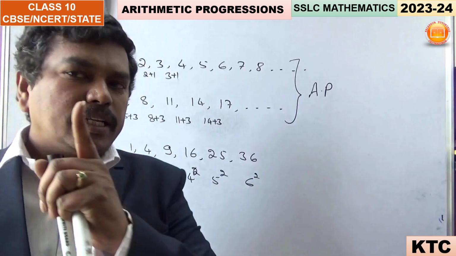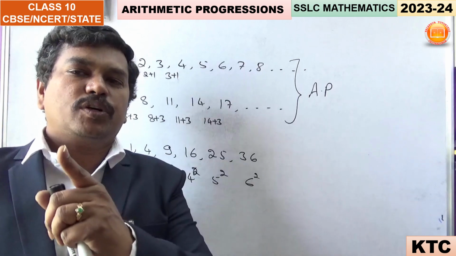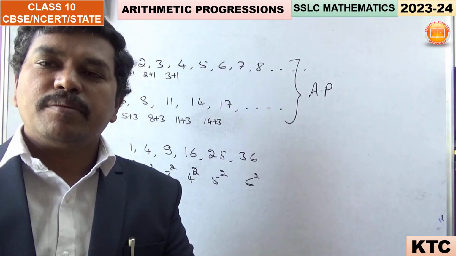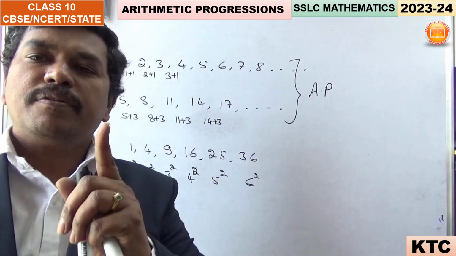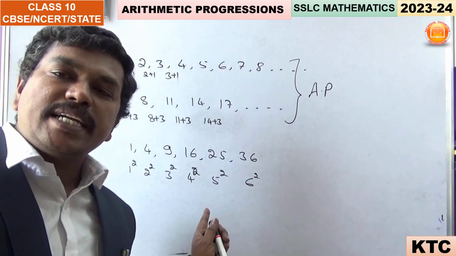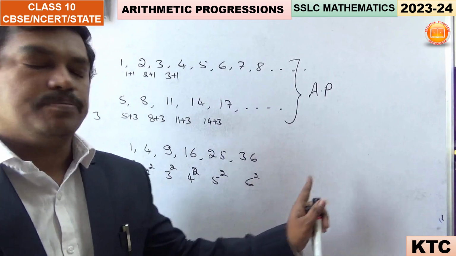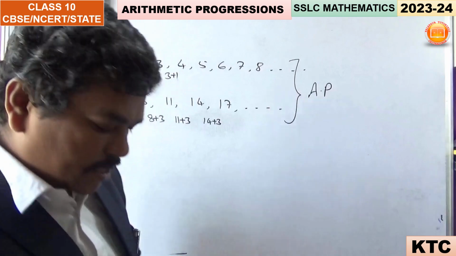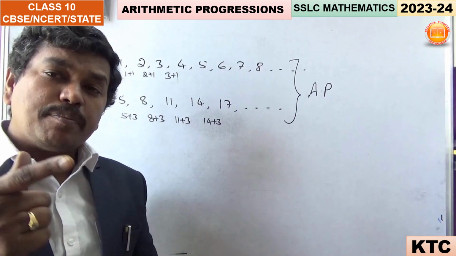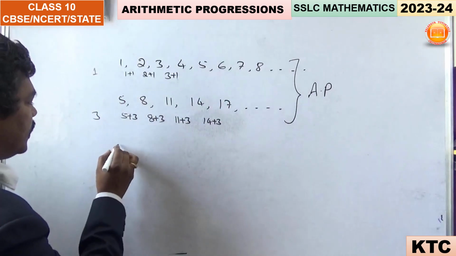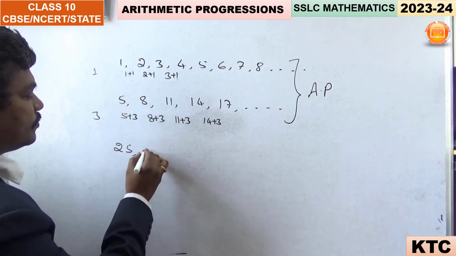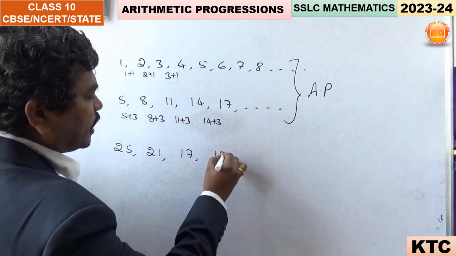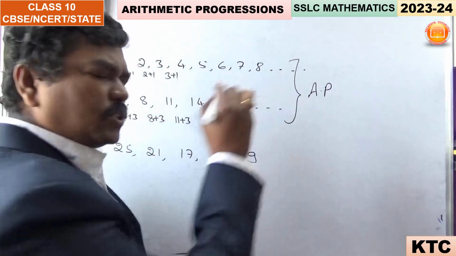I think you get the idea of arithmetic progression. An arithmetic progression is a series of numbers where you add a fixed number to the preceding term to get the successive term. So by adding only we get the successive terms. I take another type of series here: 25, 21, 17, 13, 9 and so on.